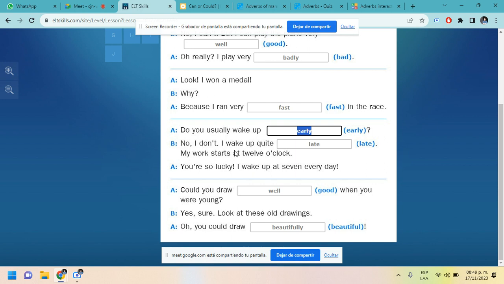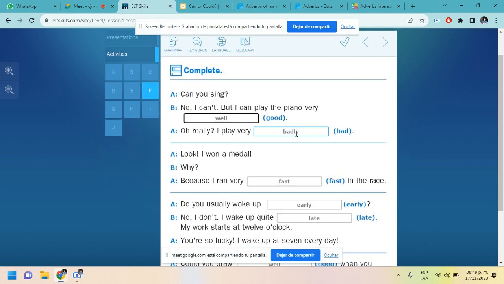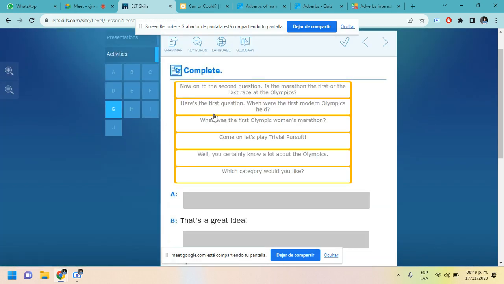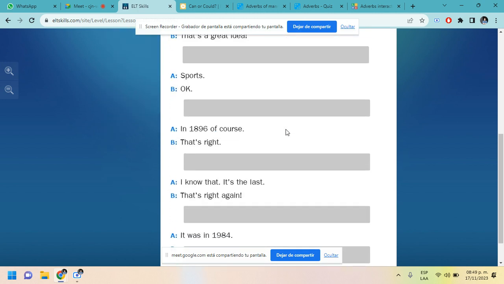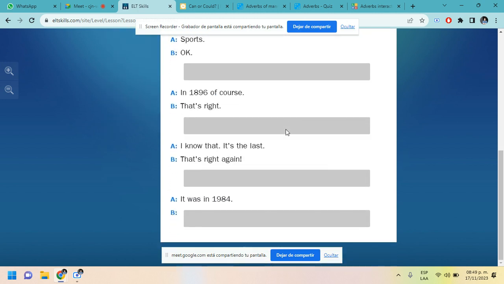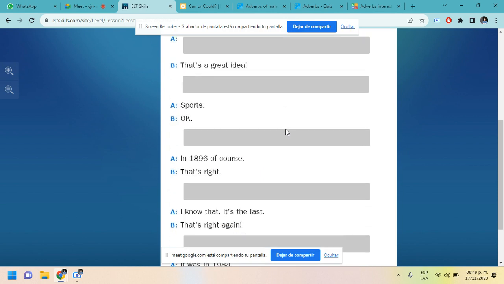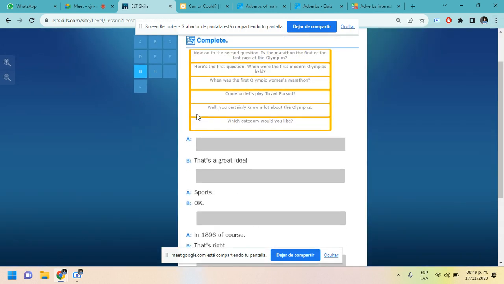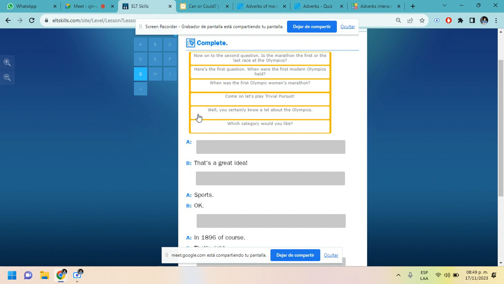Very good. See, these are the adverbs, okay? Adverbs. One activity more, okay? Activity G. Okay, let's put in order this conversation. It's a big one, you see? Yeah. Tell me, please.